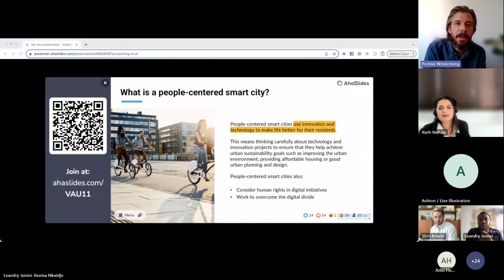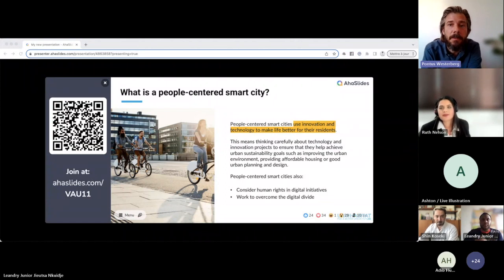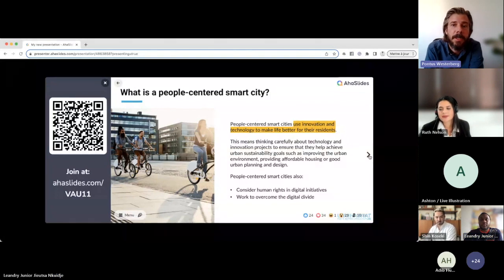And then we also put forward two fundamental principles here. One is the importance of considering human rights in all digital initiatives. And the other one, of course, what we're talking about here a lot, is that cities and local governments should put in place programs and initiatives to overcome the digital divide. And there are lots of good examples from around the world. We also have a lot of material on our website.